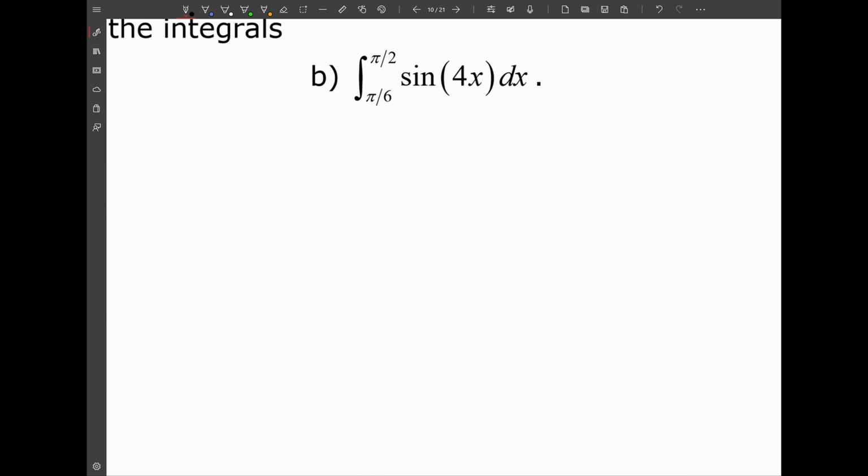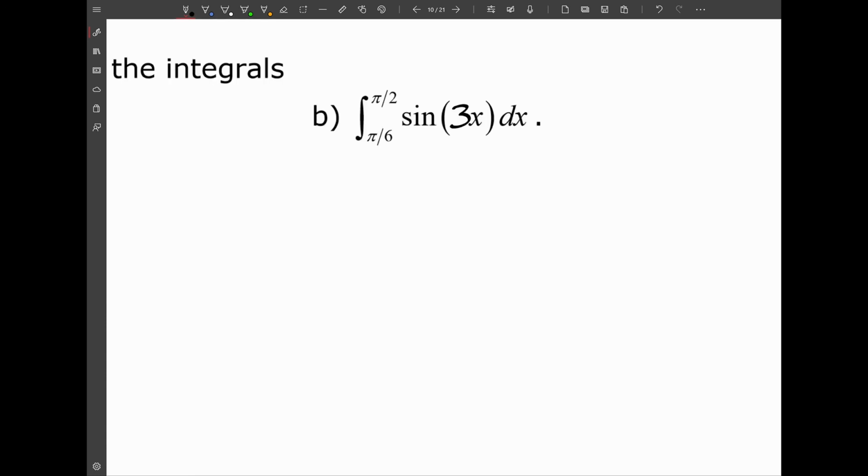So we're doing the integral of sine, oh, I changed this one. Sorry. I'm making that 3. Sine 3x dx, I don't know why that deserved an evil laugh, but it did. From pi over 6 to pi over 2.